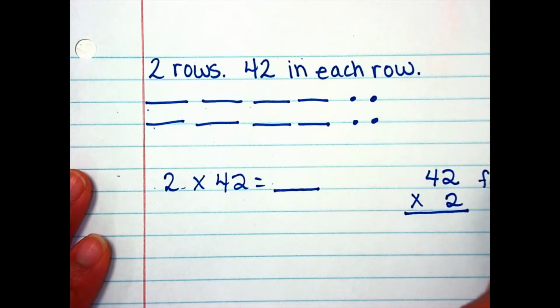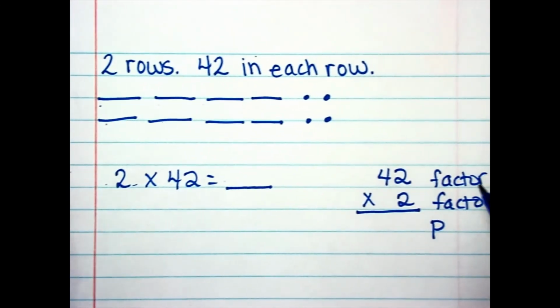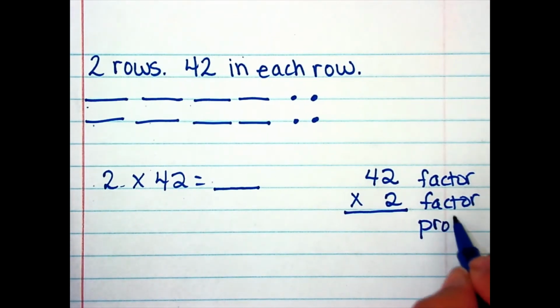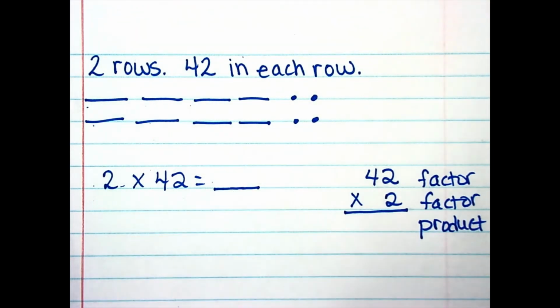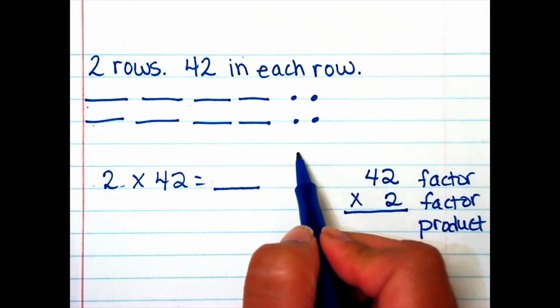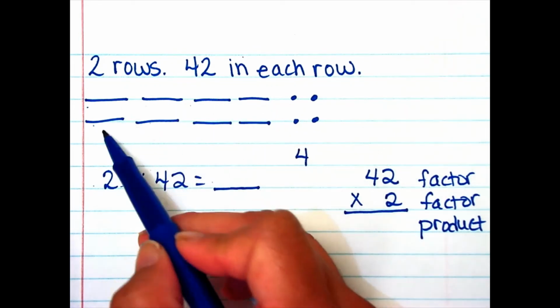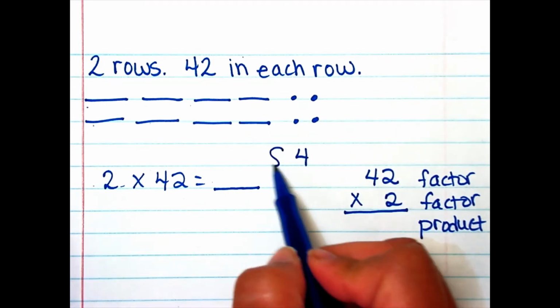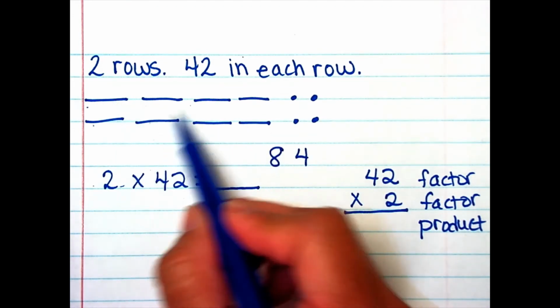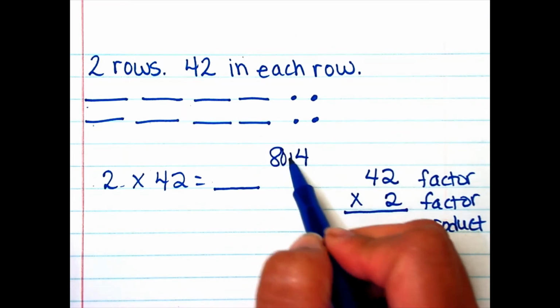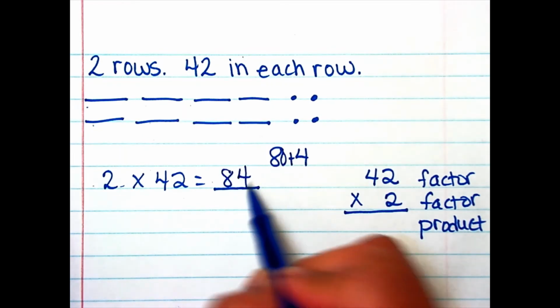So again, this is factor, product. Okay, factor, product. Same thing here, factor, and your product. So we have 1, 2, 3, 4. We're not going to regroup. Let's see if we have enough. 1, 2, 3, 4, 5, 6, 7, 8. We do not have enough. So my answer is 10, 20, 30, 40, 50, 60, 70, 80. 80 plus 4 is 84.